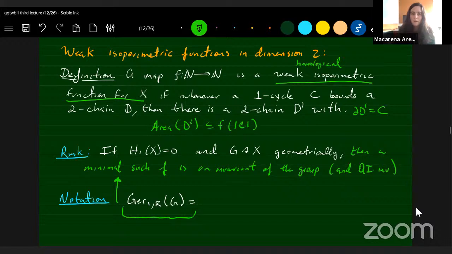And the R in the notation references the coefficients, because I'm talking about homology and that depends on a ring of coefficients. So this can be Q or R. So this is a minimal weak isoperimetric function.